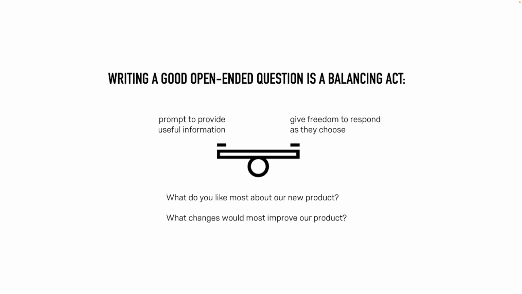Writing a good open-ended question is a balancing act. You want to prompt people to provide useful information, but you also want to give them freedom to respond as they choose. A couple of suggested questions that Qualtrics offers are: What do you like most about our new product? What changes would most improve our product? Questions framed like that are probably going to give you a more fruitful text response.